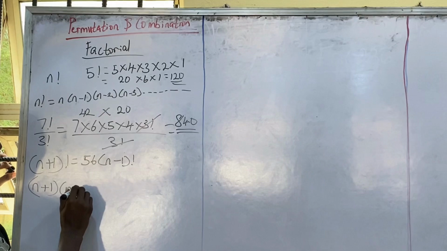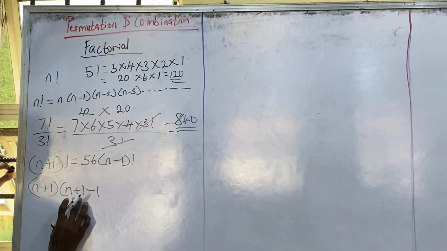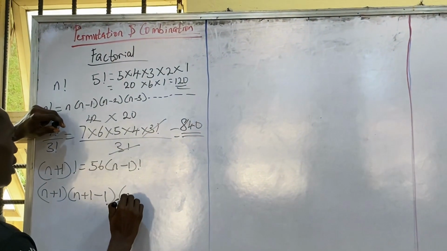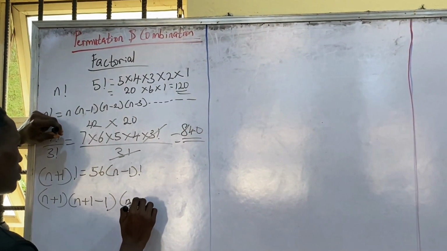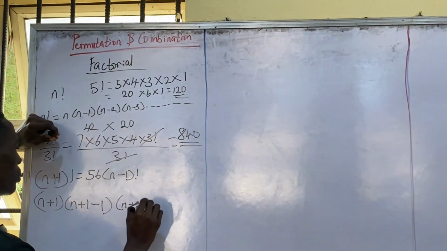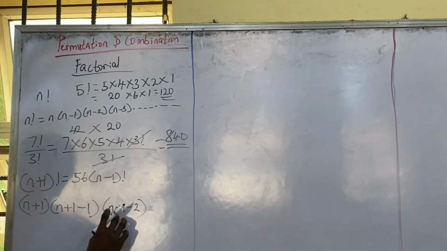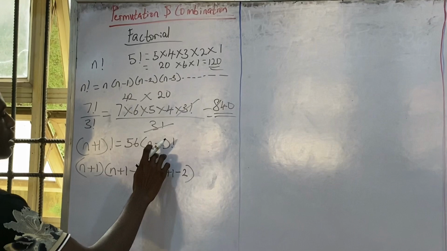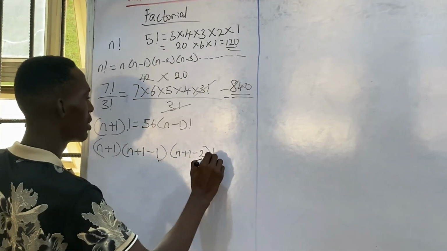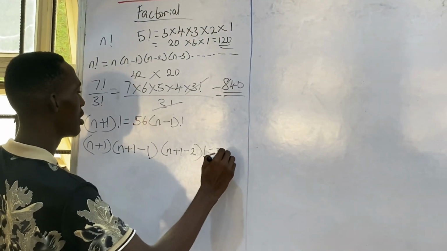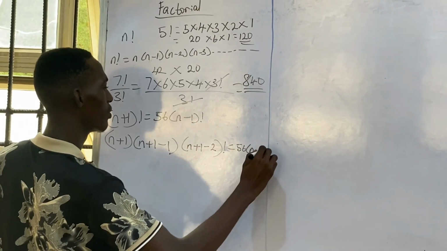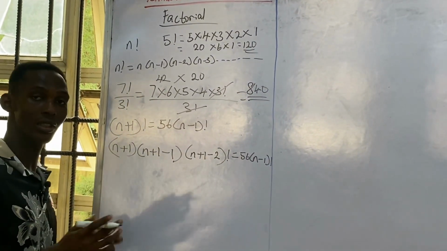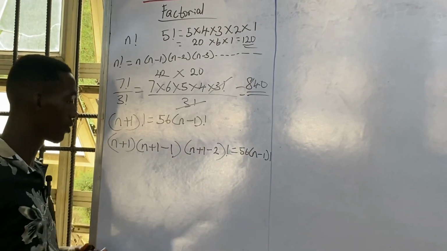Therefore, this is n plus 1 minus 1. This serves as n. You close bracket. n plus 1 minus 2 gives us n minus 1. So therefore, you can safely stop it here. Then you can equate it to 56 times (n minus 1). So it is about breaking. Mathematics has to do with breaking down things in a way that is convenient for you guys.